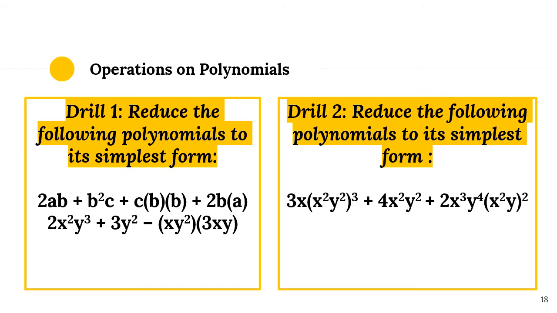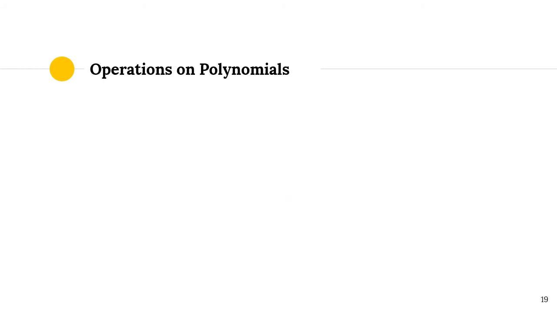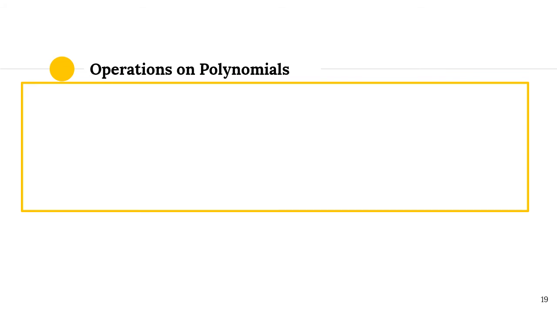So the first and the third terms are like terms, and we can combine them. 3 plus 2 is 5. So it becomes 5x to the 7th, y to the 6th, plus 4x squared, y squared. The correct answer is 5x to the 7th, y to the 6th, plus 4x squared, y squared. If you have objection, you can raise them in the comment section and we could answer your questions or objections.